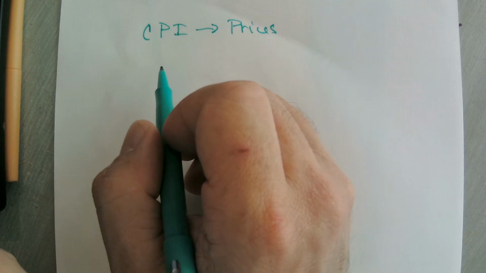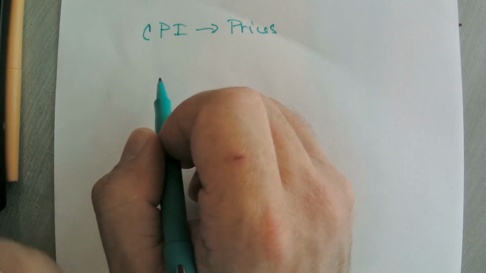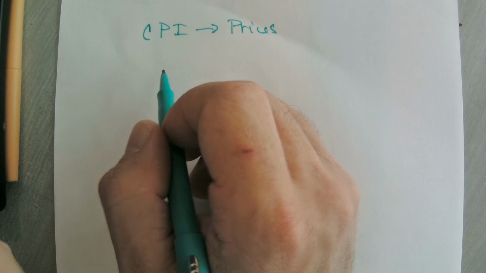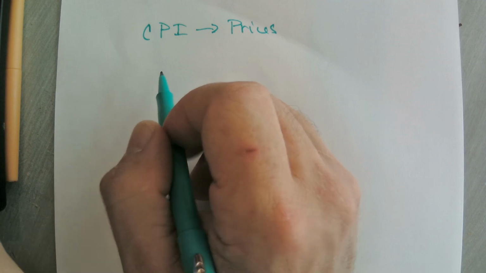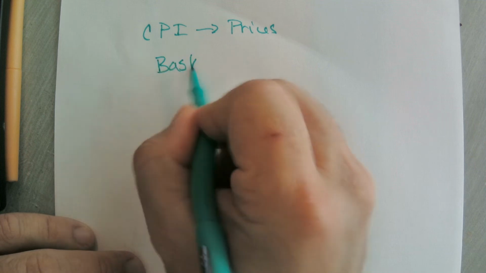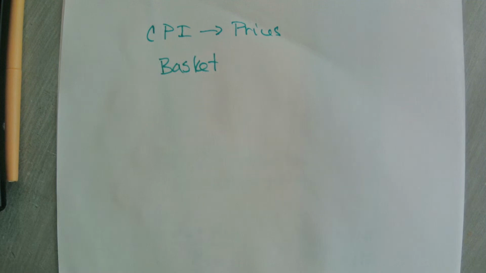We're trying to characterize prices with a single number. How are we going to do that? Well, we do that with an index. So what is an index? Another way of thinking of an index is as a basket. Whether it's a stock price index or all kinds of indexes, they're actually just sort of like baskets.